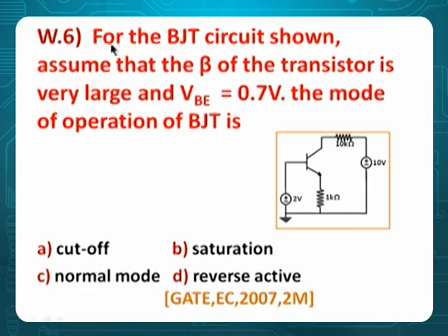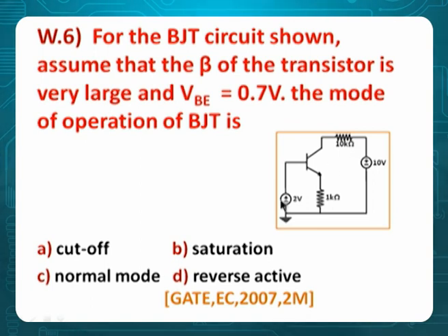Problem 6. For the BJT circuit shown, assume that the beta value of the transistor is very, very high. Again, the beta value is coming, and VBE is 0.7, and the mode of operation we need to check. Is it cutoff or saturation or normal mode or reverse active mode? Normal mode means normal active mode. Reverse active mode means inverted mode. So he has given these values.